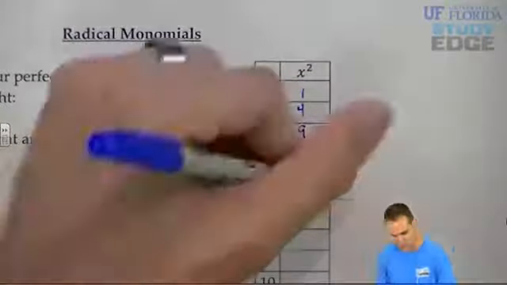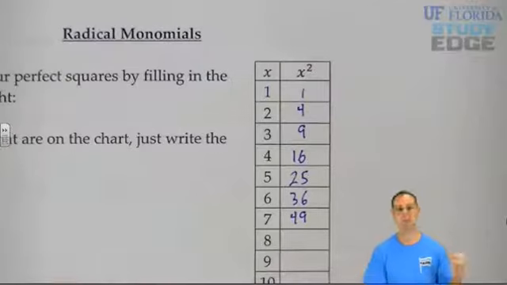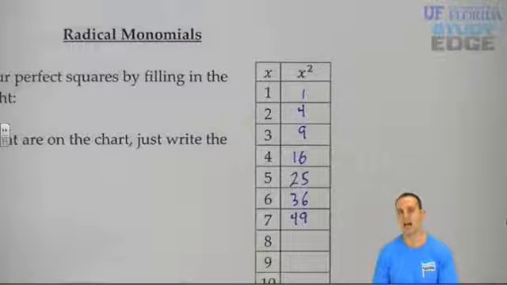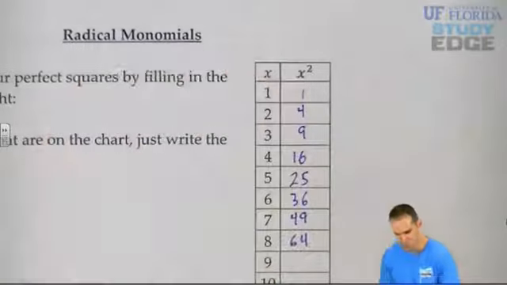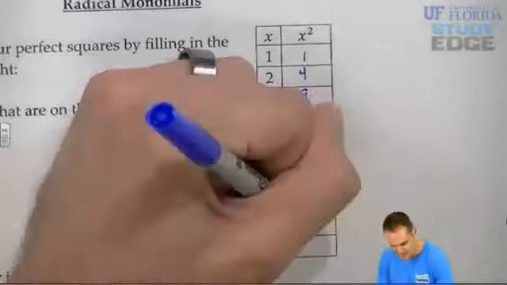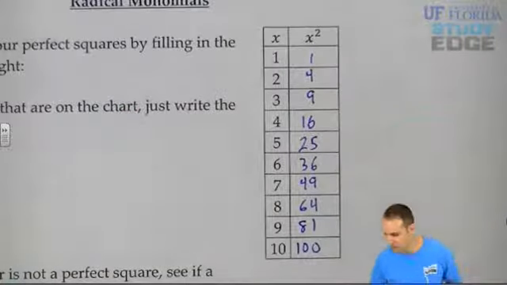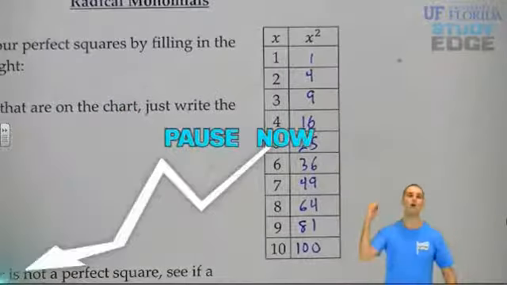7 times 7 is 49. 8 times 8, ooh, I shouldn't say and, I should say times. 8 times 8 is 64. 9 times 9 is 81. 10 times 10 is 100. You know what you should do right now? You should pause that video and write this down.